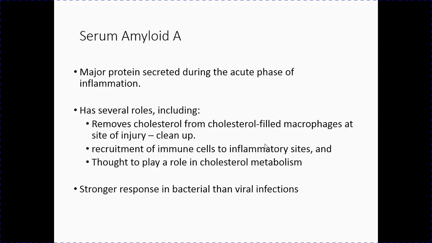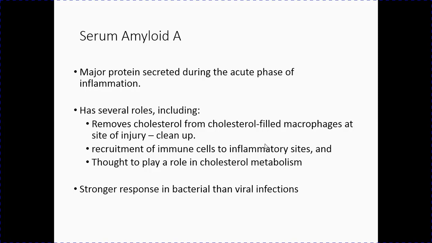Serum amyloid A has a couple of different roles. It's kind of a cholesterol cleanup. Serum amyloid A has a really high affinity for cholesterol. It's attracted to it, so it removes cholesterol from cholesterol-filled macrophages. Now remember, macrophages are a cleanup crew, right? They're cleaning up loose cholesterol, and then the macrophages need to be cleaned up, and that's done by serum amyloid A. So it cleans it up at a site of injury. So that's one effect.